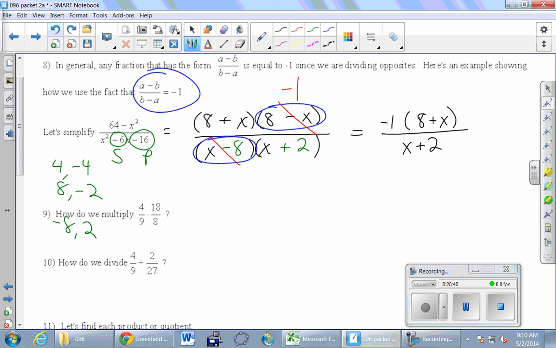Can we cancel the x's? Can we cancel the 8 and the 2? No, we can't go inside of parentheses to cancel. That's it, that's our answer.